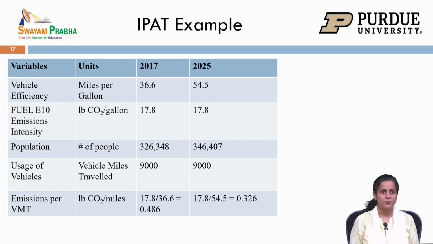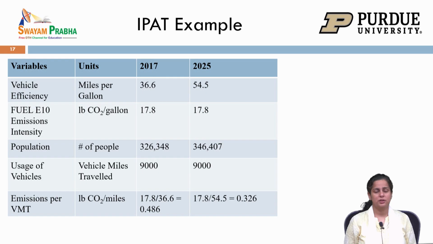Among the variables, you can see vehicle efficiency in miles per gallon. In 2017, the miles per gallon was 36.6. In 2025, the miles per gallon was 54.5. Of course, there is a huge improvement in vehicle efficiency, about 32%, I think. And then we have fuel E10 emissions intensity, which is pounds of CO2 per gallon. That stays the same. So fuel emissions intensity has not changed, which is basically how much emissions are emitted when that fuel is being burned.